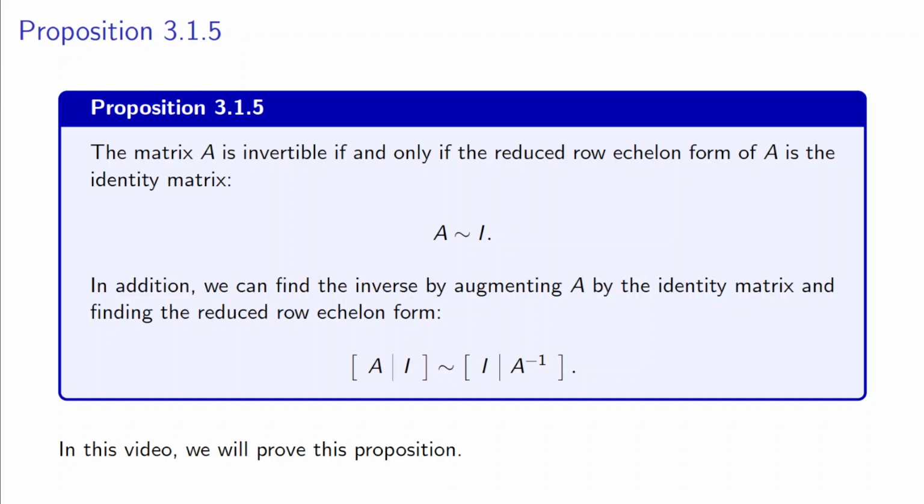In a previous video, we looked at proposition 315, which says that the matrix A is invertible if and only if the reduced echelon form of A is the identity matrix, so A is row equivalent to I. In addition, we can find the inverse by augmenting A by the identity matrix and finding the reduced echelon form, so reducing A augmented with the identity, we would get the identity in place of A and A inverse in place of the identity. What we'd like to do in this video is actually prove this proposition.